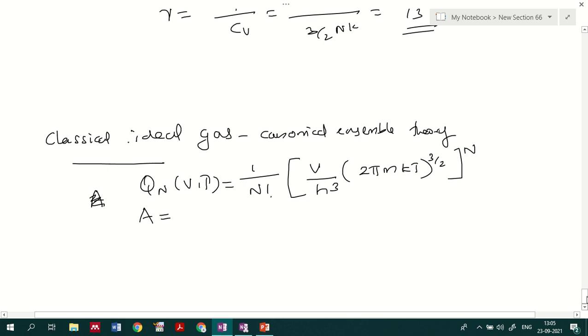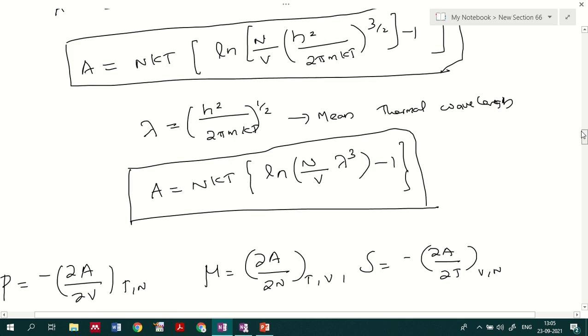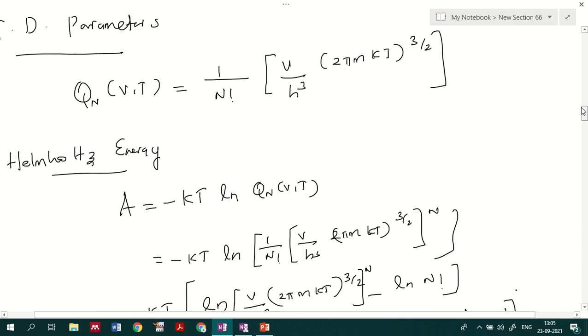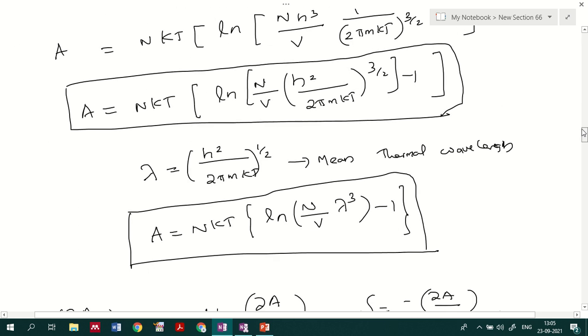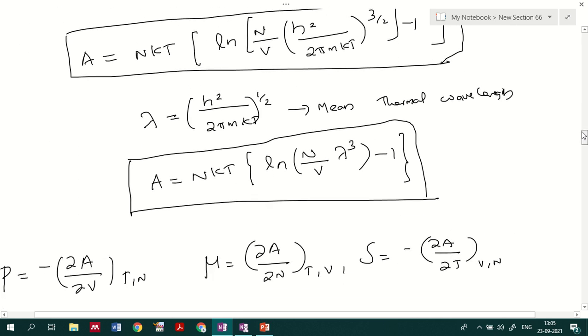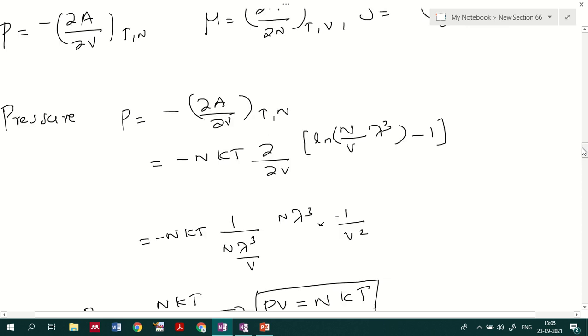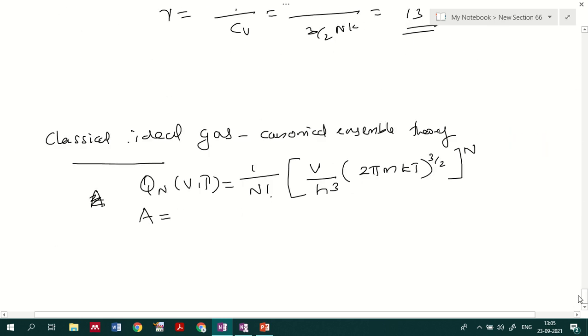Okay. So this was our initial case of the partition function that we observed for a classical ideal gas. Then we identified the corresponding representation for the Helmholtz energy in terms of the mean thermal wavelength, that is A equal to nkT (ln(n by V lambda cube) minus 1).